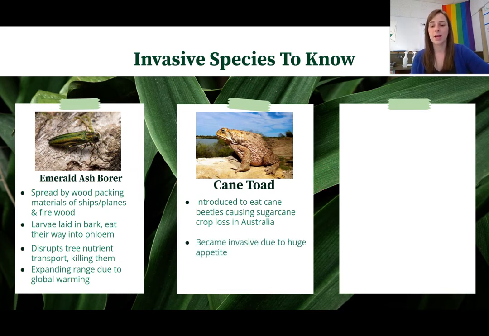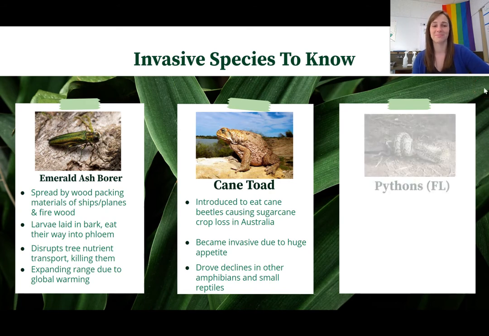They have a massive appetite, and then they became invasive, which then drove declines in other amphibians and small reptiles because they eat them and also because they outcompete them. So another example of humans trying to fix something and making it way worse.